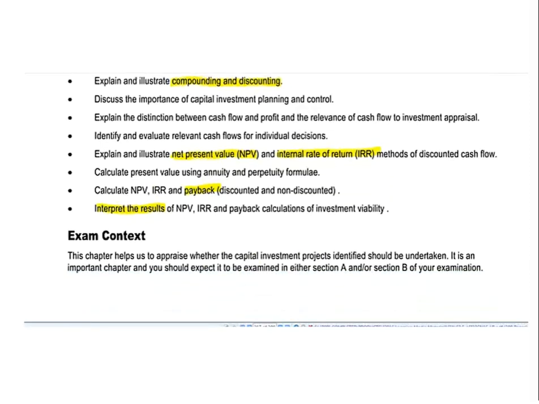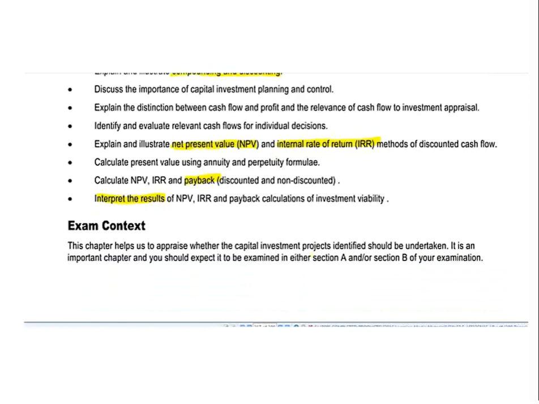Again, if you think about your exam context, this area could come up in either Section A or in Section B of the exam. In the pilot paper, there was a question in Section B of the exam on project appraisal, therefore highlighting that it is an important area of the syllabus.